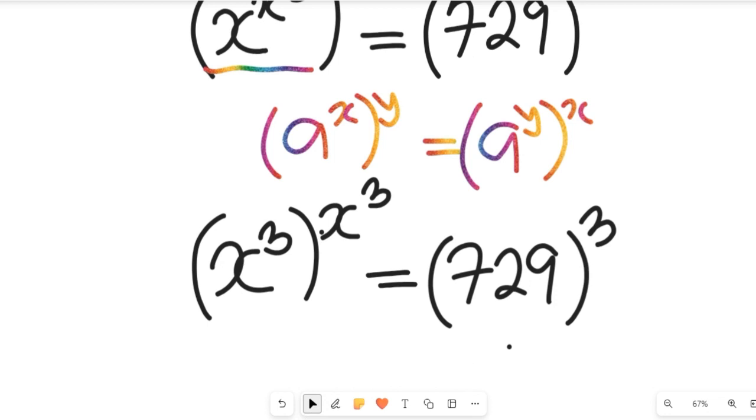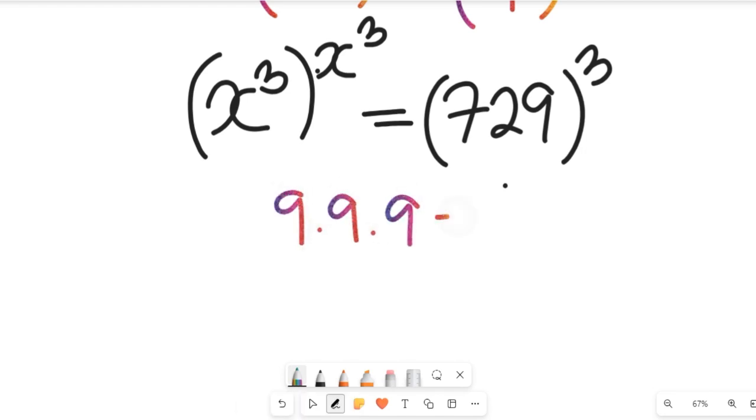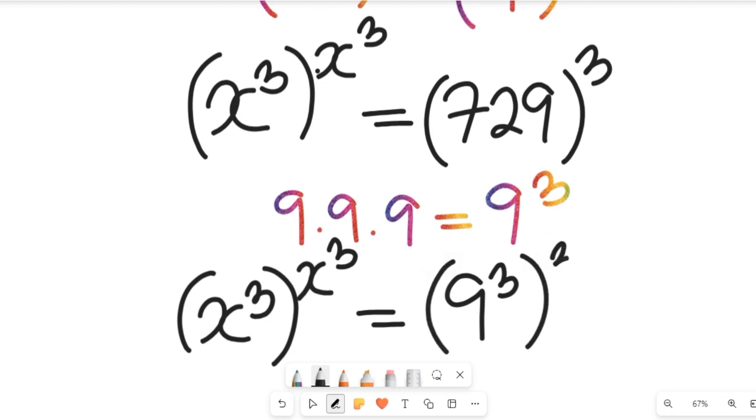So how do we simplify 729? Remember that 729 is equal to 9 multiplied by 9 multiplied by 9, and this will be equal to 9 to the power of 3. So 9 to the power of 3 is 729, and we can replace it with that expression. So we'll have x to the power of 3 all multiplied by x to the power of 3 to be equal to 9 to the power of 3 multiplied by the power of 3.